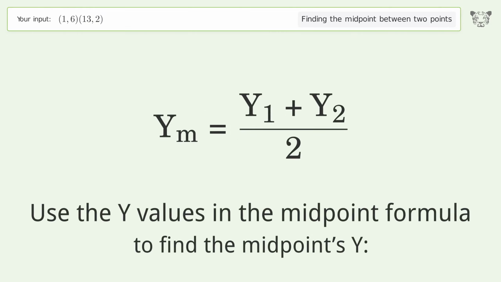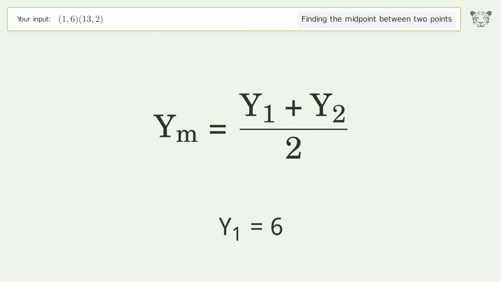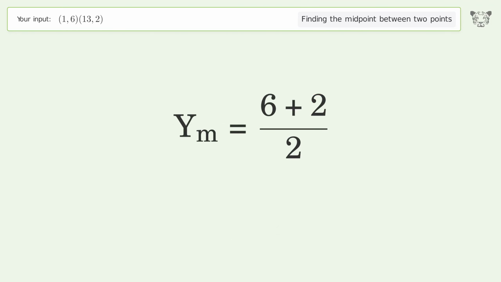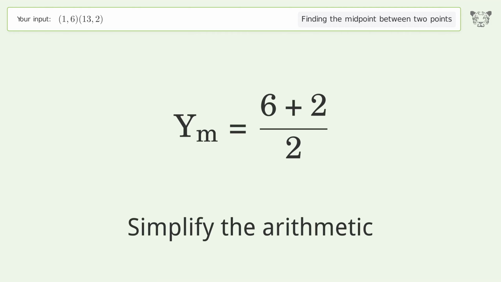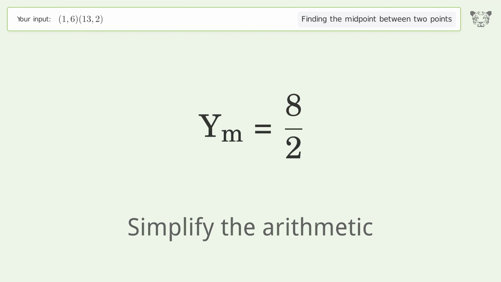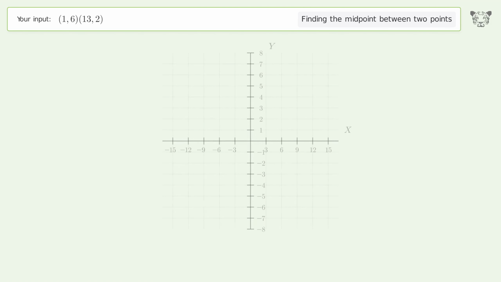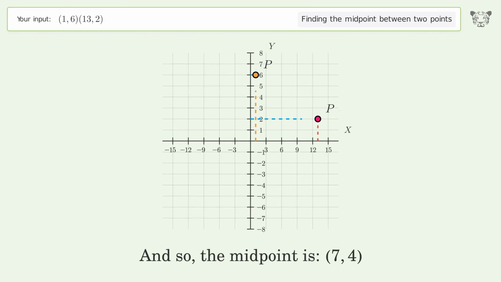Use the y values in the midpoint formula to find the midpoint's y. y1 equals 6. y2 equals 2. Simplify the arithmetic. And so, the midpoint is 7, 4.